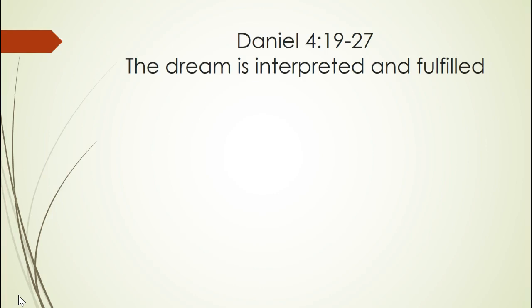And whereas the king saw a holy watcher coming down from heaven and saying, "Cut down the tree and destroy it, but leave its stump and roots in the ground, with a band of iron and bronze in the grass of the field, and let him be bathed with the dew of heaven, and let his lot be with the animals of the field, until 7 times pass over him." This is the interpretation, O king, and it is a decree of the Most High that has come upon my lord the king.